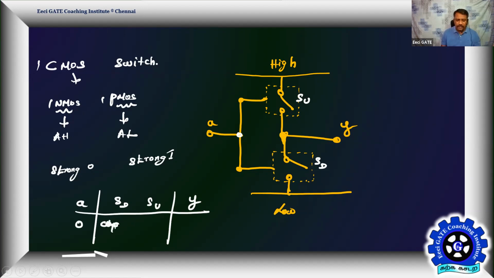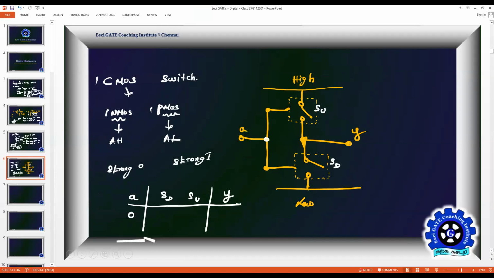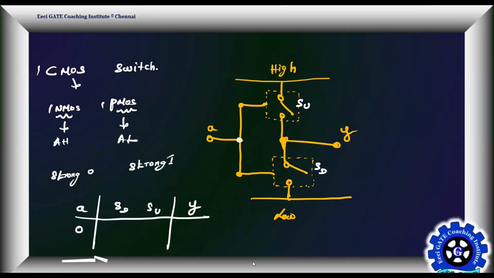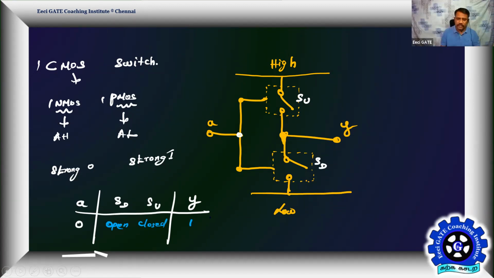Down switch must be open. So A is equal to 0, the down switch is open, and the up switch must be closed. Then Y is equal to logic 1. That's the expectation. Complementary switches: the bottom switch is open and the top switch is closed.